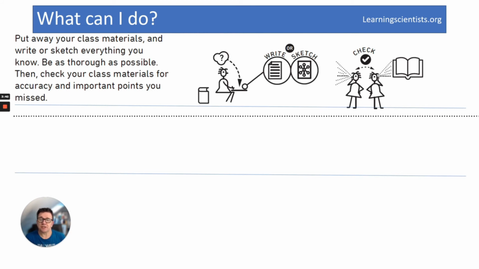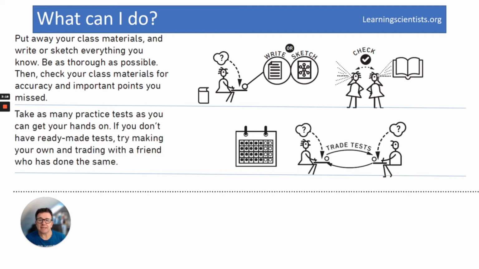These are just a suggestion of a few from learningscientist.org. They suggest put away your class material, so that would be your class books, and write or sketch everything you know. So you could do concept maps, mind maps, sketch things, anything that will help you try to remember. Be as thorough as possible, then check your class materials for accuracy and important points you missed.